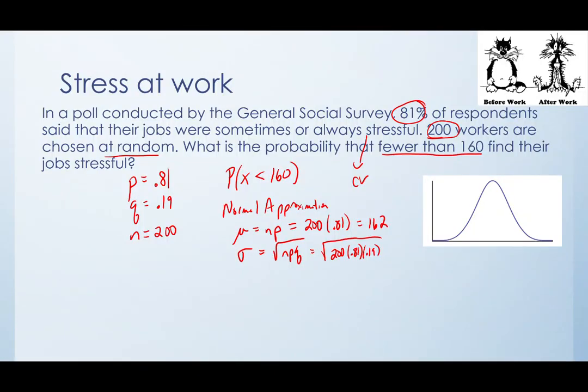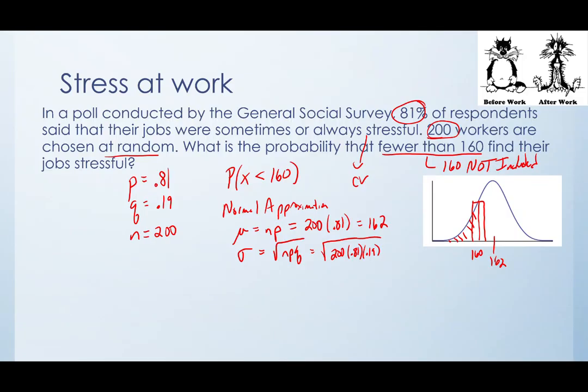So we want to know the probability that fewer than 160 find their job stressful. We've already figured out the center is 162. 160 will be a little bit less than that, and of course, we're going to shade to the left, the less than side. Now I'm drawing my slightly exaggerated bar for 160. And the question is, is 160 included or not? Since this says fewer than, this means 160 is not included.